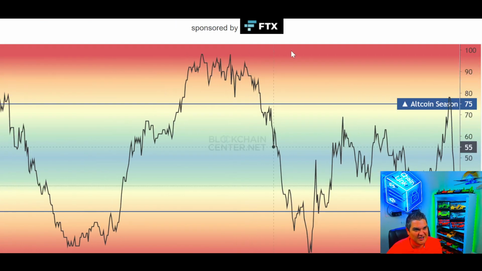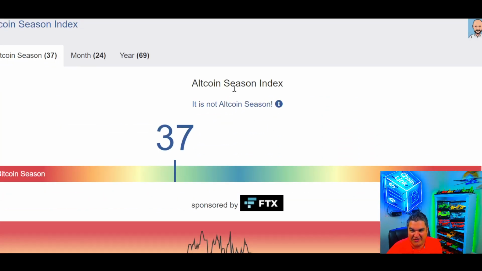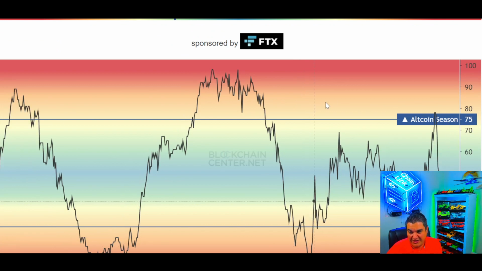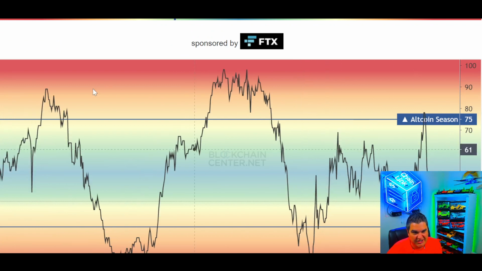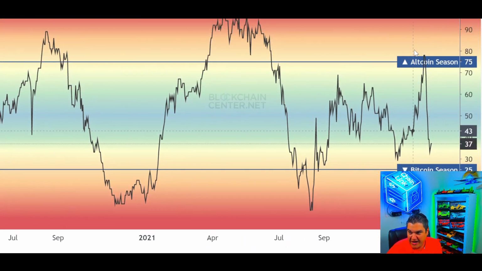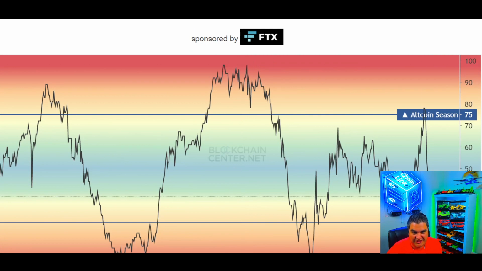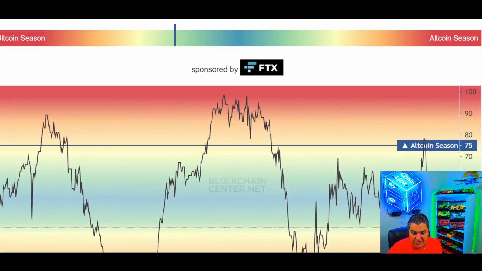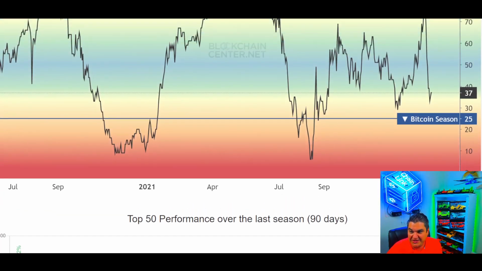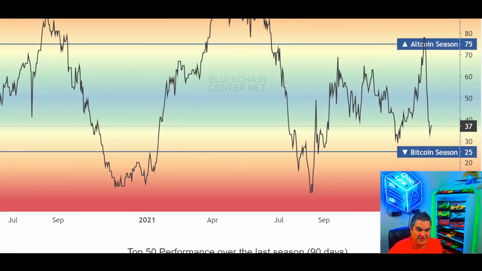Here you go. So you can go to blockchaincenter.net right there, and you get your altcoin season index. This can be helpful, right? So go check this out as well, and it'll tell you in a snapshot kind of where we are. So once we start getting back up here, you don't even have to think about it. Go here, check it out. If it's altcoin season, you should probably be in altcoins. If it's Bitcoin season, which we're closer to now, it's probably in your portfolio's best interest to be in mostly Bitcoin.